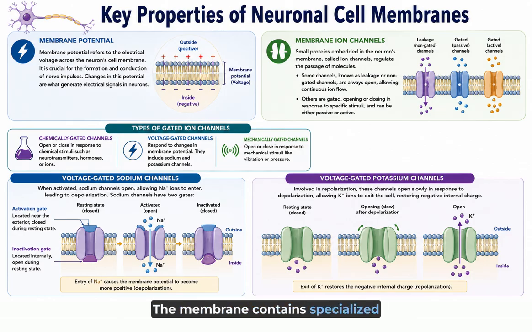The membrane contains specialized proteins called ion channels. These channels regulate the movement of ions across the membrane, allowing the neuron to communicate with other cells. There are two general categories of ion channels. Leakage channels, also called non-gated channels, are always open. They allow ions to move continuously across the membrane and play an important role in establishing the resting membrane potential.